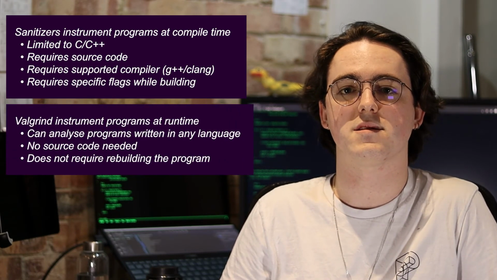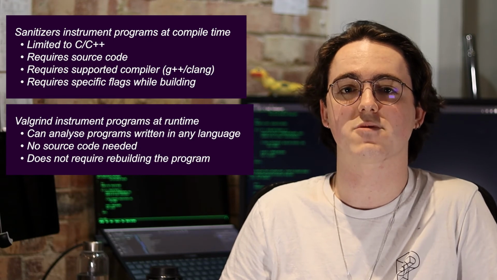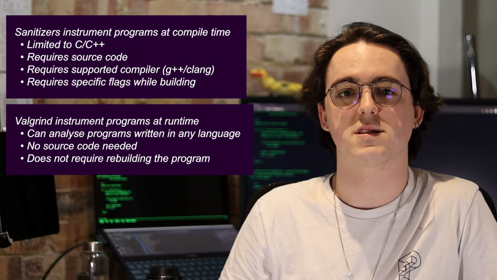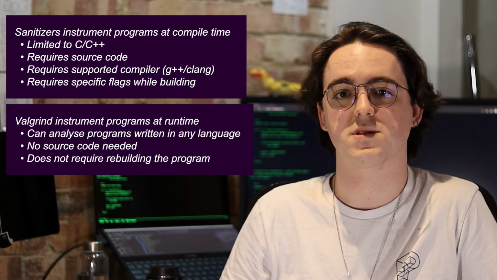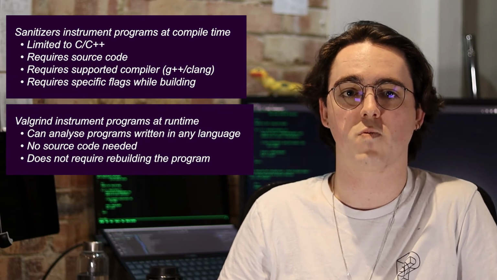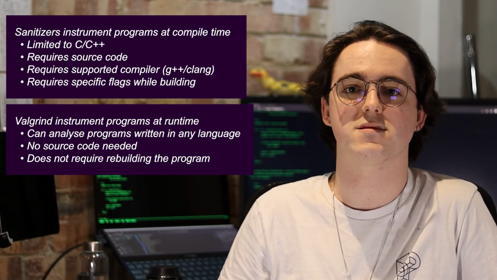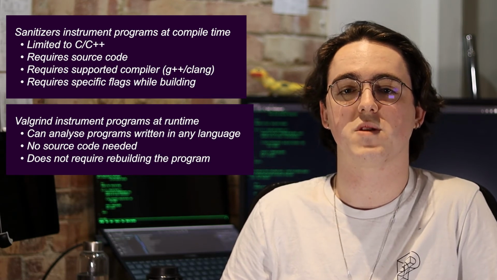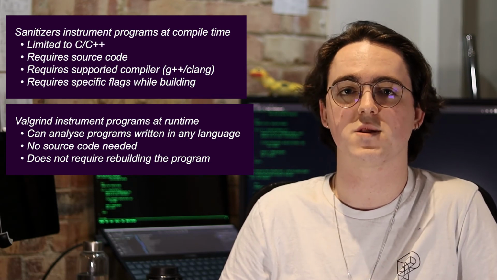Valgrind, on the other hand, is able to analyze programs written in any language, be it ahead of time compiled, JIT compiled, or interpreted. This is because it is able to run on the jitter or interpreter itself while it runs the program. No source code is required, meaning a much wider range of programs can be analysed, as the source code is not always readily available. It also does not require the program to be rebuilt, which, for large programs, is nice to avoid.